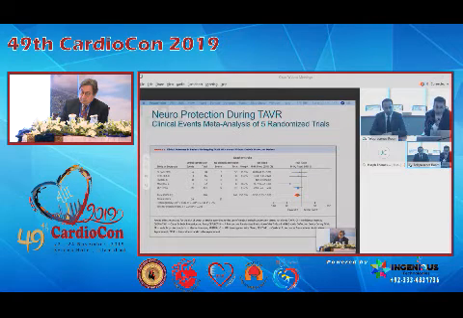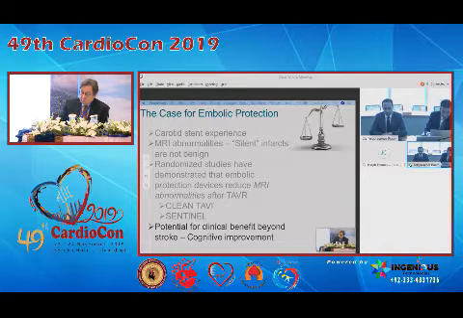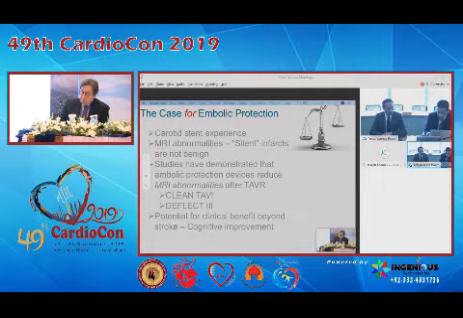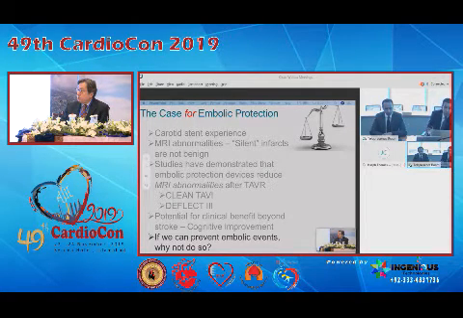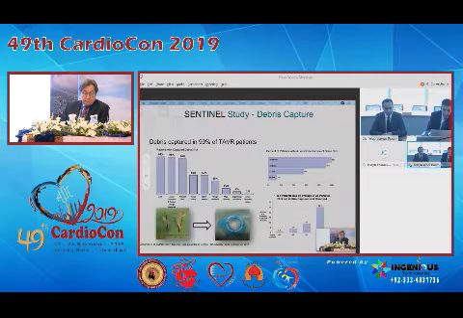So this is a meta-analysis of the 5 randomized trials. I'll point out that each of these trials independently did not show decreased risk of stroke. However, as a meta-analysis, there was a strong favoring of embolic protection to decrease risk of stroke. So these trials show that they decrease MRI abnormalities, and they show that as a group, they probably decrease risk of stroke. But the potential for clinical benefit beyond that is in terms of cognitive improvement as well. So if we can prevent embolic events, why not do so?